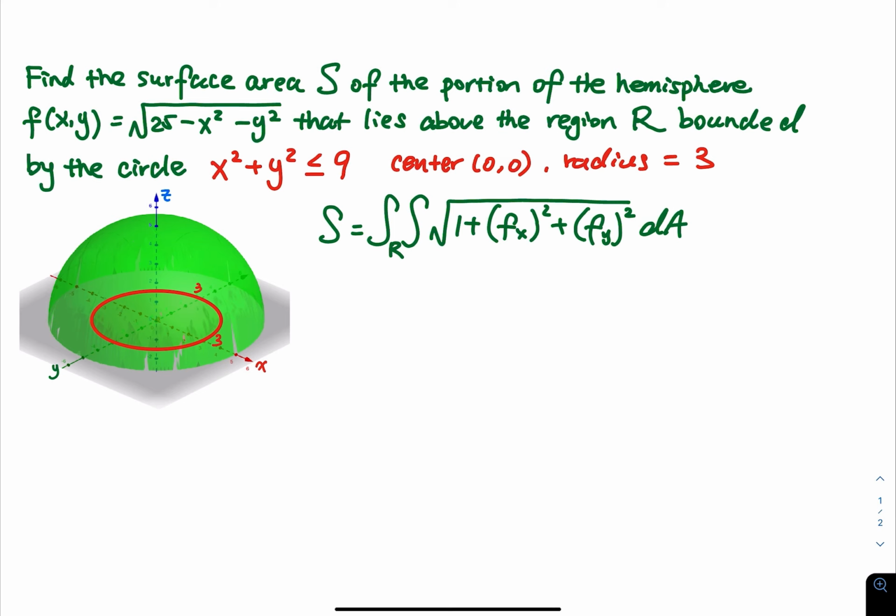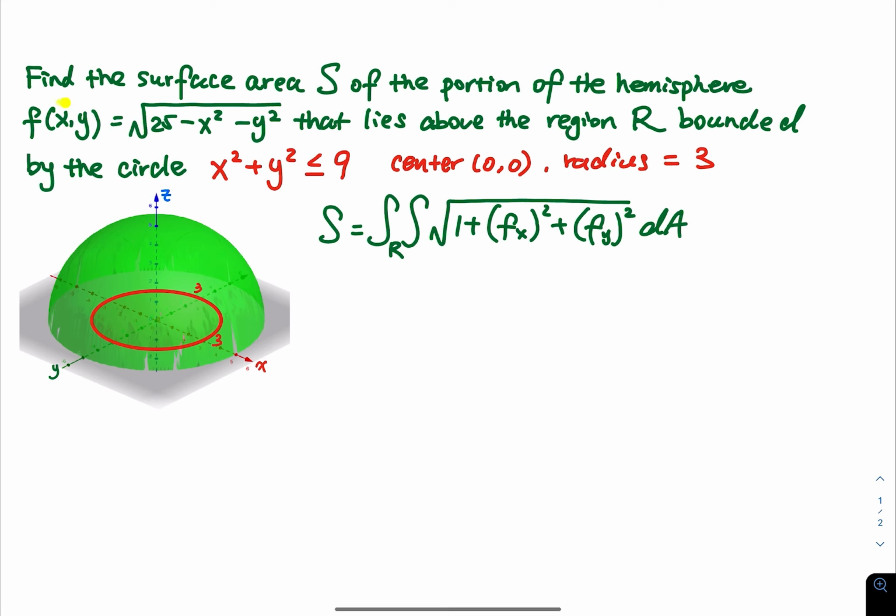The 9 tells me that the radius is 3. So the center is (0, 0). How do I know? Because this is (x minus 0) squared plus (y minus 0) squared. So that's why the center is at the origin. And then the radius is 3 because 3 squared equals 9. So the base is a circle, radius 3, from negative 3 to 3 on the xy plane.